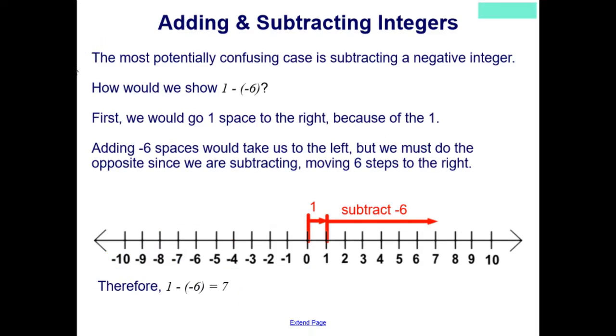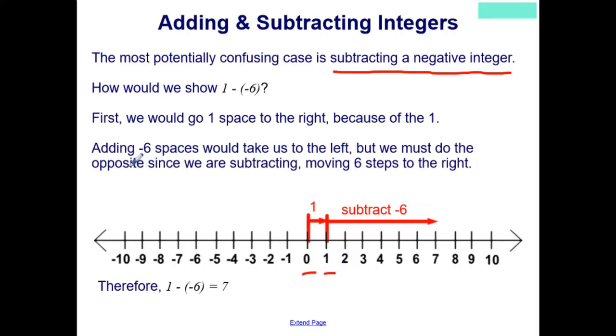The most potentially confusing case is subtracting a negative integer. For example, how would we show 1 minus negative 6? Well, looking at our number line, we're still starting at 0, and first we would go 1 space to the right because of the positive 1. That would arrive us at 1 on the number line.